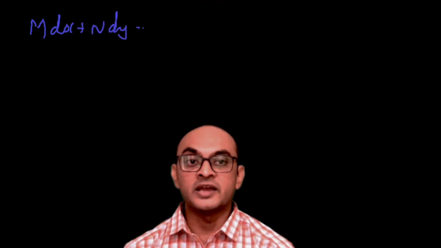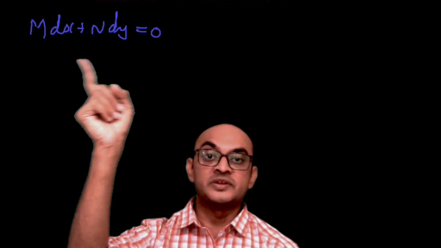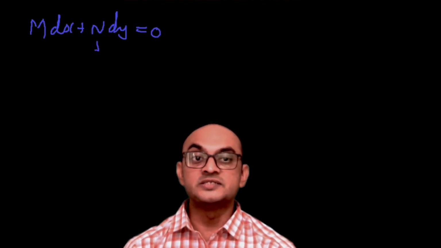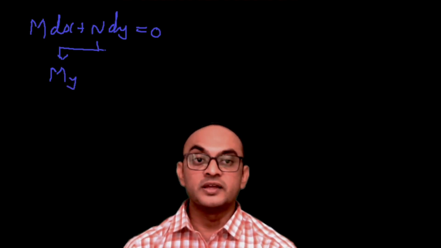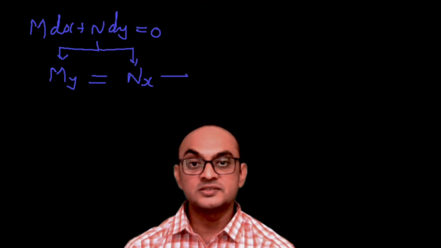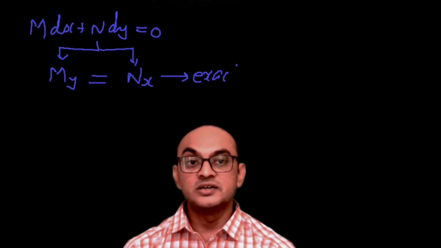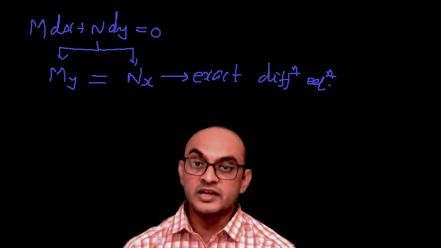Here I convert my given differential equation into this form: m dx plus n dy equal to 0. If the differential equation can be represented in this form, then I check the derivative of m with respect to y and the derivative of n with respect to x. If the derivative of m with respect to y is the same as the derivative of n with respect to x, then this is called an exact differential equation. And this is a very important quantity in engineering.